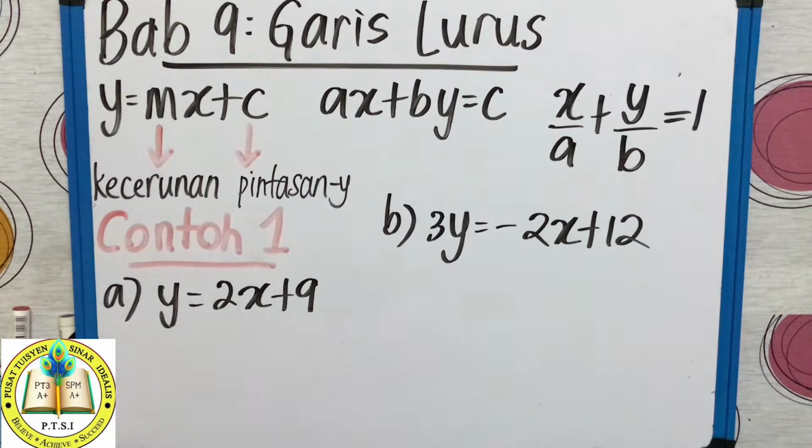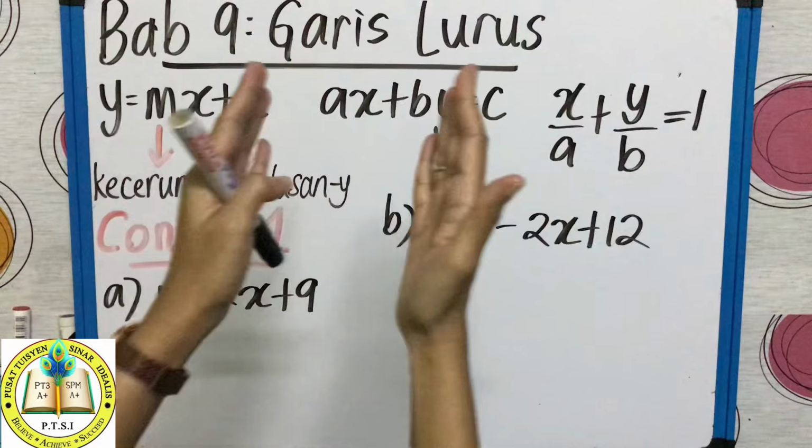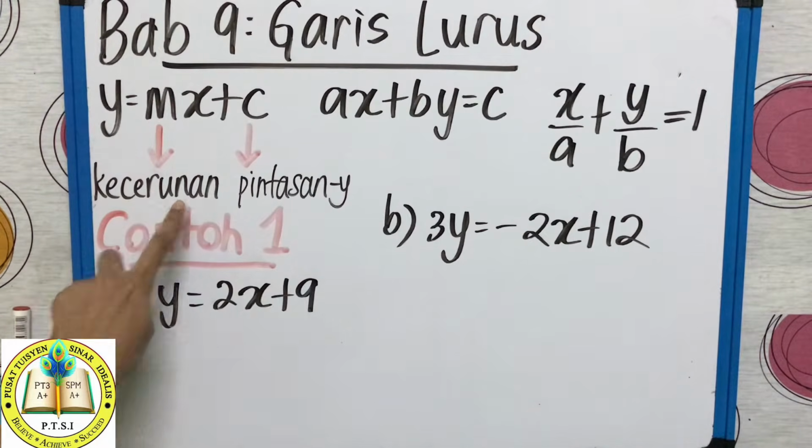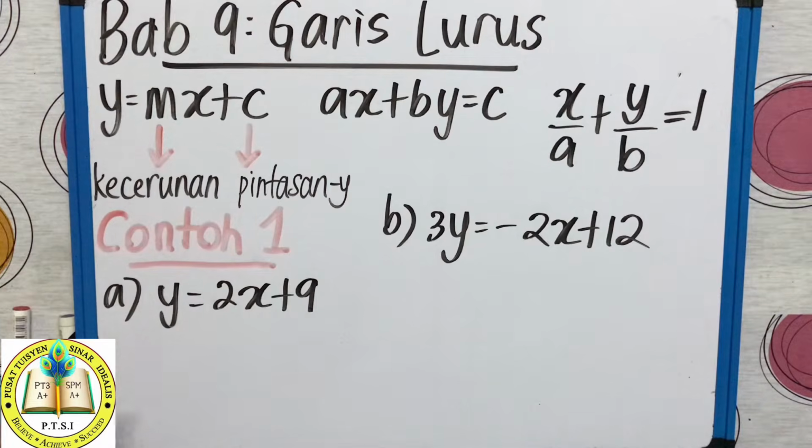Tapi apa yang pelajar-pelajar perlu faham di sini, 3 bentuk persamaan ini kamu mesti hafal. You must memorize it. Faham kelas? Now, we go for the example 1 from your textbook. Contoh 1 daripada buku teks. They gave you the equation A, y equal 2x plus 9. So the question they ask for the example 1, tentukan kecerunan dan pintasan y. Determine the gradient and the y-intercept. Tentukan kecerunan dan tentukan pintasan y.